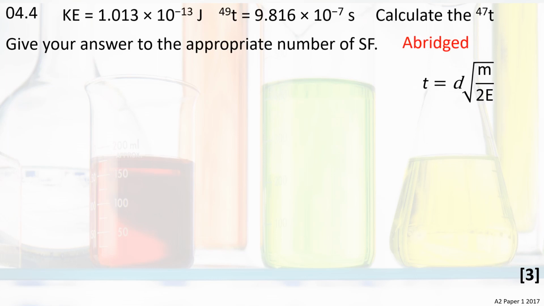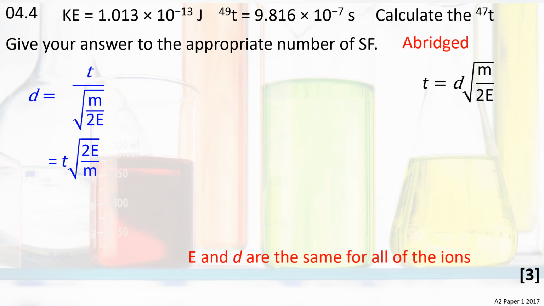Here I have abridged the question, leaving only the essential information. We have data associated with the titanium-49 and titanium-47 isotopes. First, rearrange the equation given in the question to make D the subject. It's always worthwhile doing this before we put any of the values in. Next, put the data in for the titanium-49 isotope to find D. All ions travel the same distance and will have the same energy.